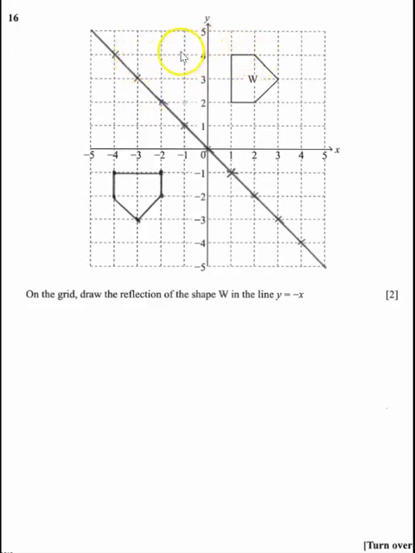So you go 1, 2, 3, 4, 5, and 1, 2, 3, 4, 5. So there's a few different ways you could do this. You could take each point and work, like the bottom one here is 1, 2, 3 across, and that'll be 1, 2, 3 down. You can do that with every single point on that shape.